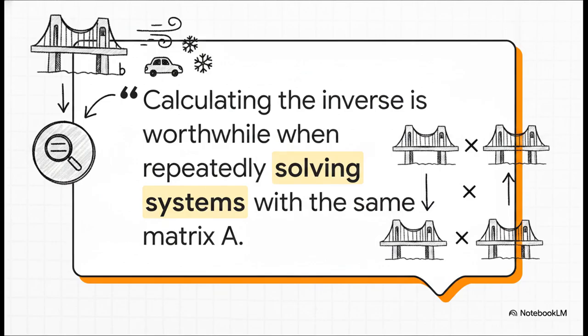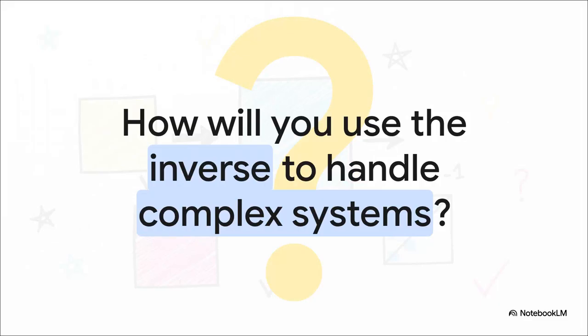You obviously don't want to recalculate the bridge's structural properties every single time the wind changes direction, so you calculate the inverse just once. Then you can quickly solve for the internal forces over and over again simply by multiplying that inverse by the new load vector. It is incredibly efficient. So the next time you're staring down a massive, intimidating system of linear equations, just remember that the inverse isn't just some abstract math puzzle, it's actually a vital, real-world tool for handling complexity.